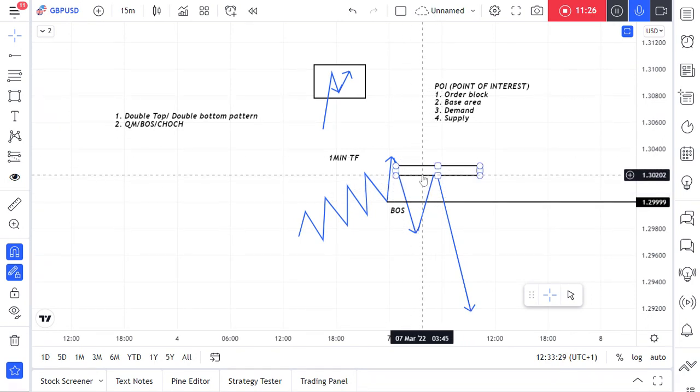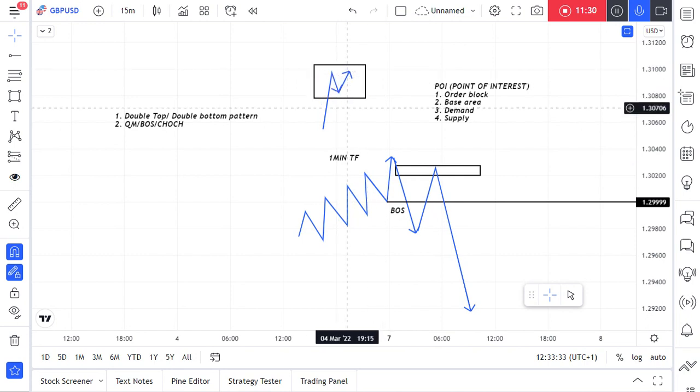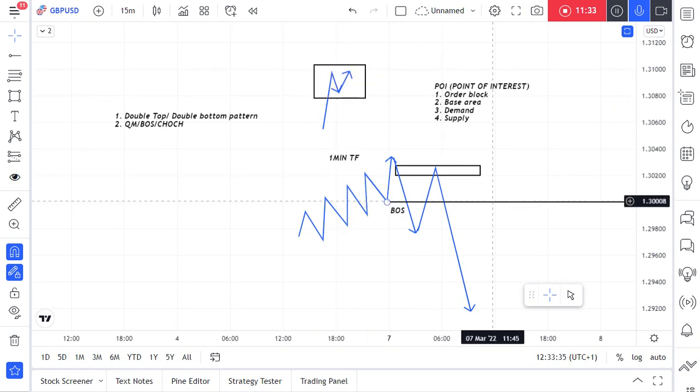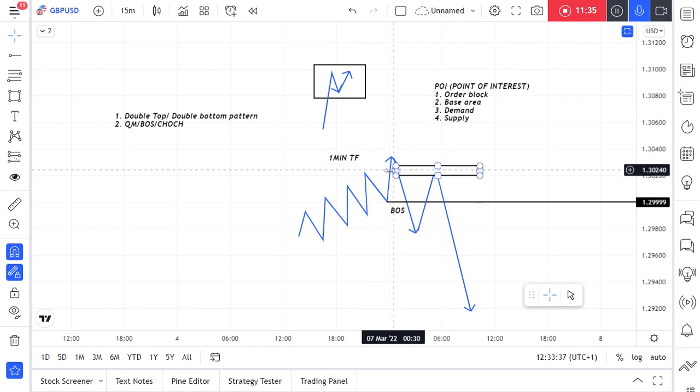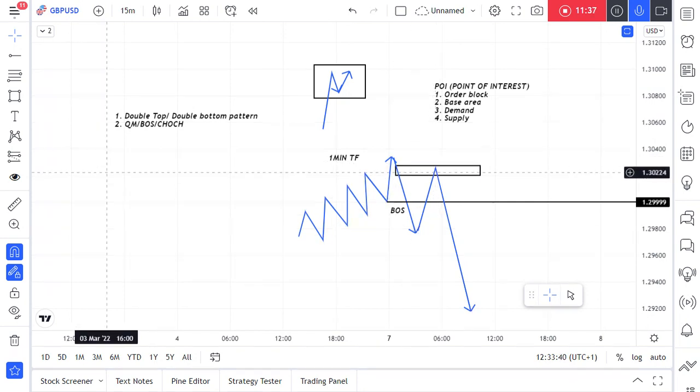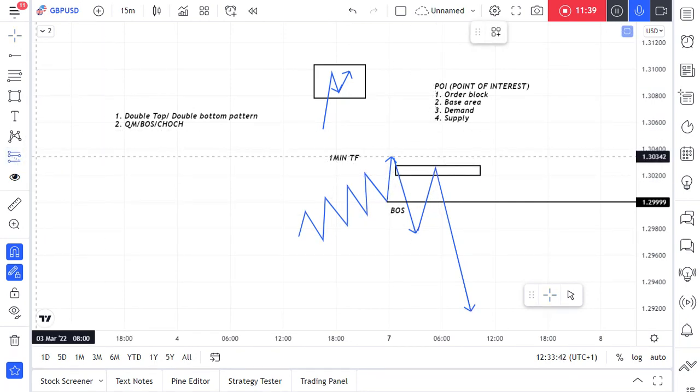I'm not giving you the reason, I'm not explaining why we are taking this trade at the top and not at the neckline. Okay, so at this point, once price gets into this point of interest on the 1 minute time frame, that is actually when I take my trades.